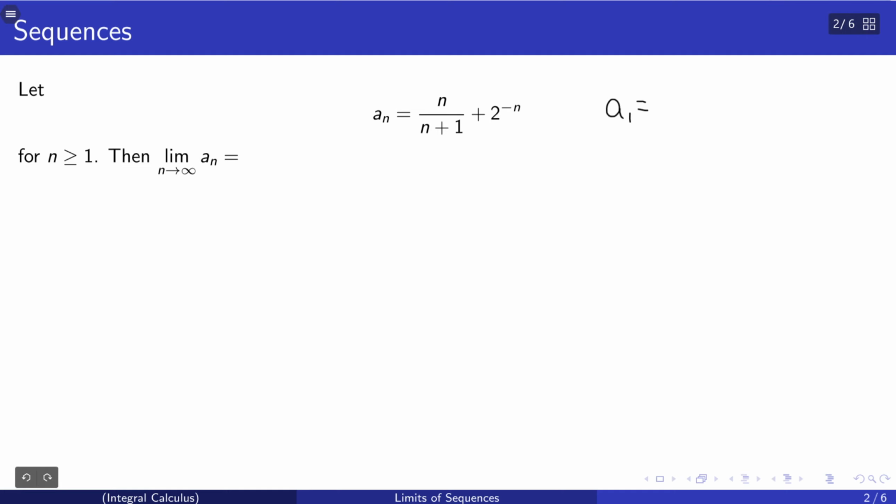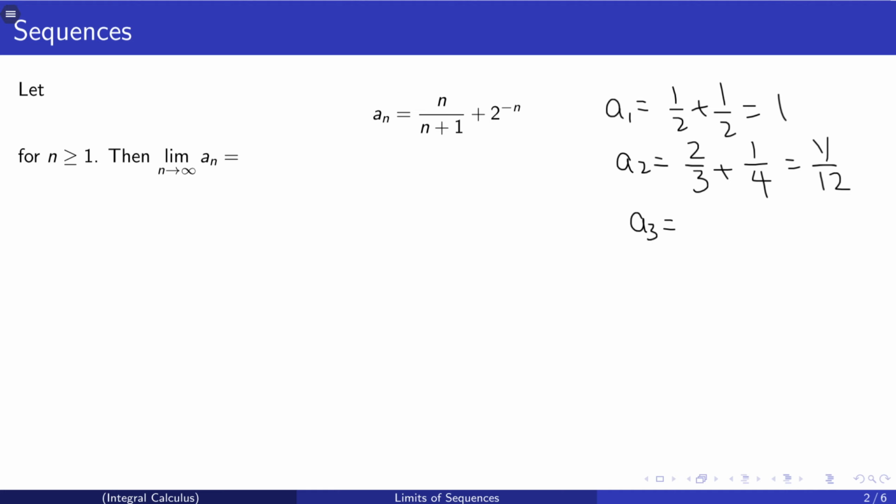A sub 1 is equal to 1/2 plus 1/2, that's equal to 1. A sub 2 is 2/3 plus 1 over 4, and that's 11 over 12. A sub 3, and well, you get the picture, right? We can keep going forever here, and we're not necessarily going to have an idea of what the limit of the sequence is going to be like. Now, let me just compute this because I'm getting annoyed here. This is 7 over 8. Okay, I just wanted to get that out of the way there.